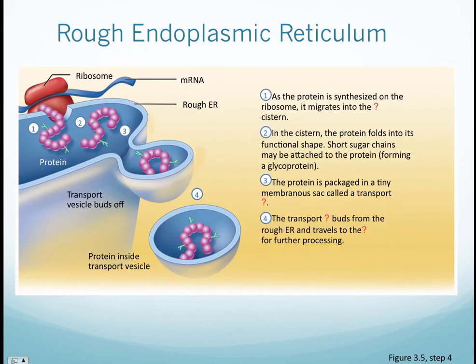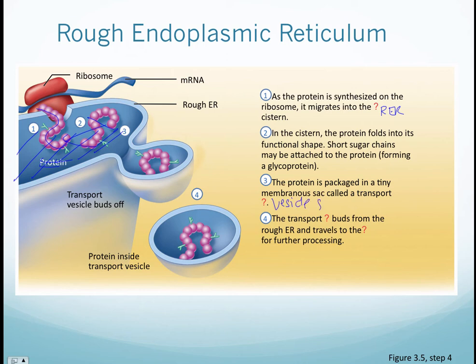Here's a messenger RNA, ribosome. It's getting synthesized. Here's one that's bound on our rough endoplasmic reticulum. And as it synthesizes those proteins, it's going to migrate into the rough endoplasmic reticulum cistern. So cistern is just kind of like this cavity or region in the middle that's open where we start collecting, gathering our proteins. Now here we're going to fold into the final functional shape. We can then package these into sacs called transport vesicles.